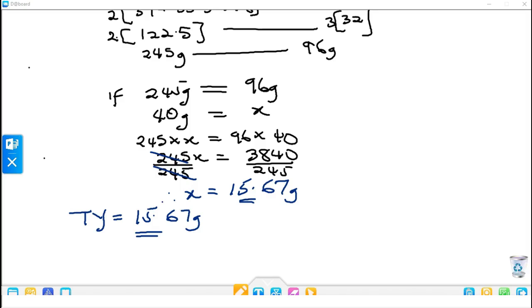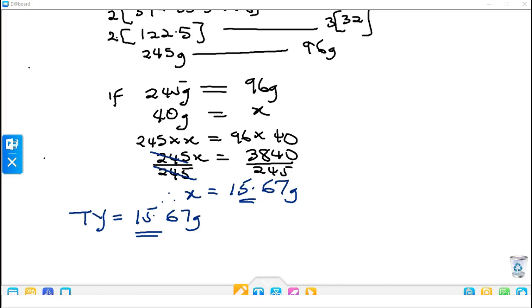But our theoretical yield is giving us 15.6 grams. So the difference should be around 0.7 or thereabout, almost 1. Looking at the difference between 15.67 and 14.9, that should be around 0.7. So you can see the difference isn't too much. Maybe within experimental errors, they got 14.9. So our theoretical yield is 15.6.